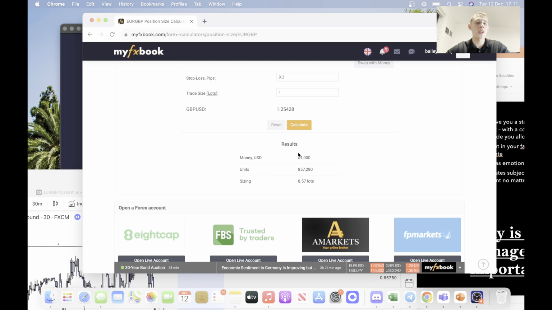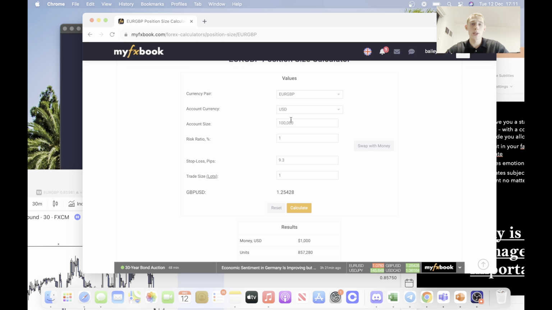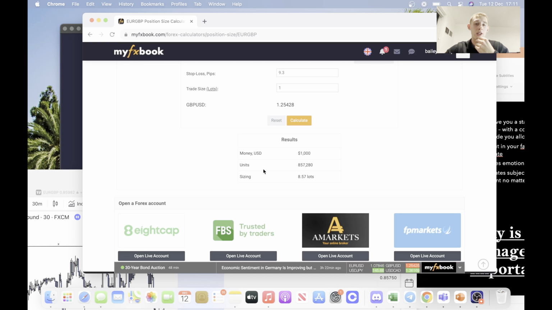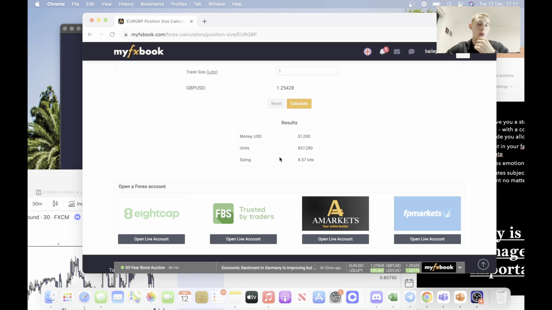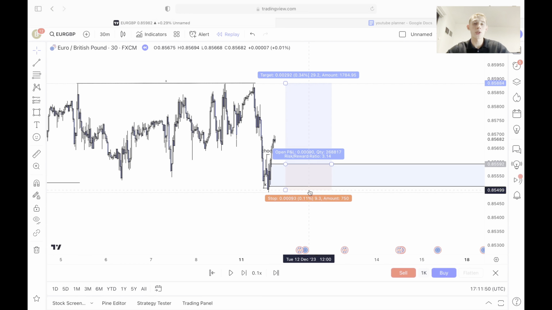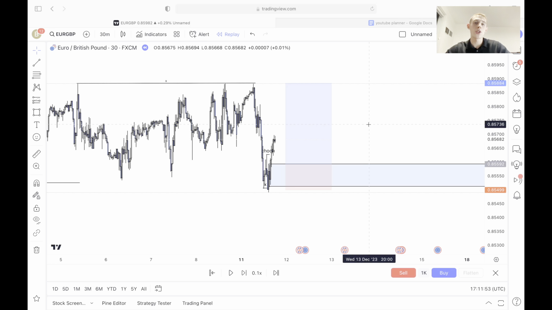So it's basically telling us that we are risking $1,000 on this trade, which is obviously 1% of our $100,000. This bit here doesn't matter. What matters is this bit here, which says size in lots 8.57. So if we want to risk 1% of the account, so risk $1,000, this is the lot size that we're going to input into MetaTrader 4. And what this basically means is that if price comes and takes our stop loss at 9 pips, then we're just going to lose 1% of our account and we're out of the trade.